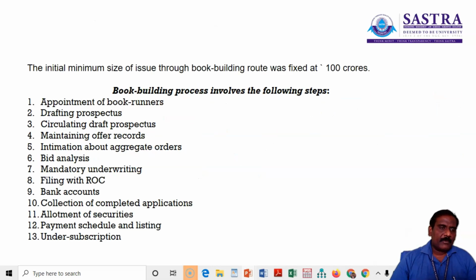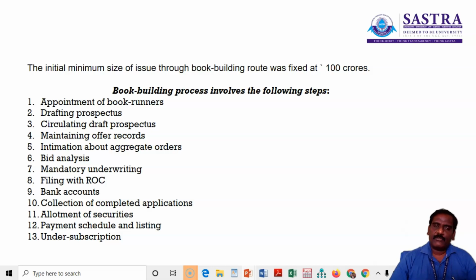The minimum size in which the book building method can be adopted for a particular issue should be a minimum of 100 crores. There are basic steps involved in the book building method. The first one is the appointment of book runners. The book runner should be a Category 1 merchant banker.